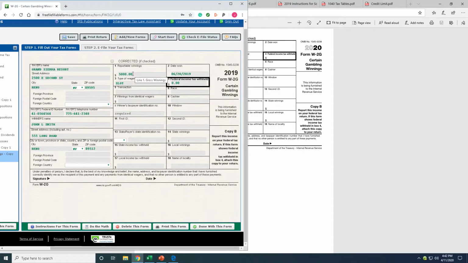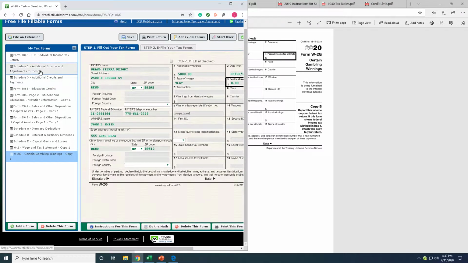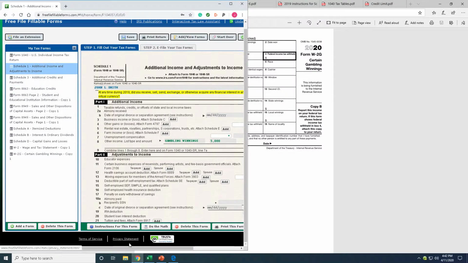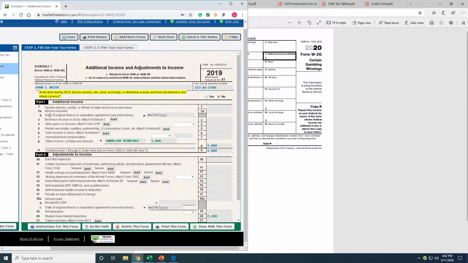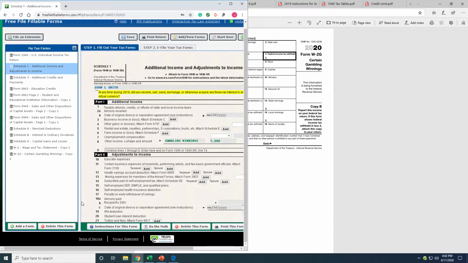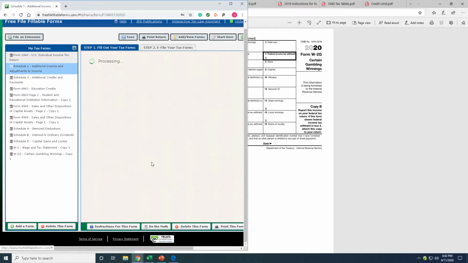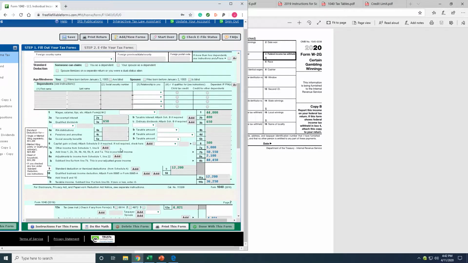So this $5,000 right here will now go onto your Schedule 1, which is additional income and adjustments. So it's none of these. We're going to put it under other income, gambling winnings, $5,000. As you can see, it auto populates down to right here. And this $5,000 will then, so other income from Schedule 1, line 9, $5,000. So now all these add up to $50,550. So this is your total income made throughout the year before any type of adjustments, which we have next.